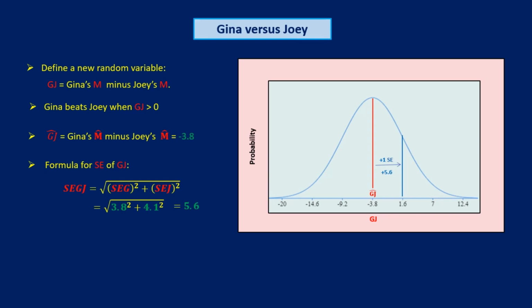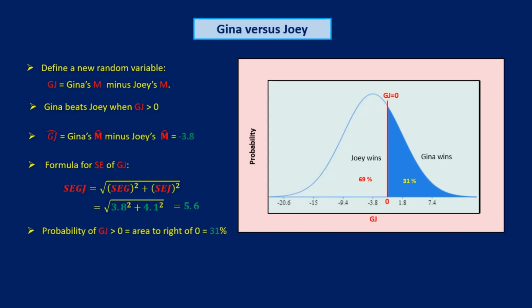We now have the probability distribution of Gj with a mean of minus 3.8 and an SE of 5.6. And we want to find the probability that Gj will be greater than 0, in which case Gina beats Joey. Opening up the HackMath probability distribution calculator, we enter the mean of minus 3.8 and an SE of 5.6 and specify 0 as the target on the x-axis. The calculator tells us that the area to the right of 0 under the curve is equal to 31%. So Gina has a 31% chance of beating Joey.